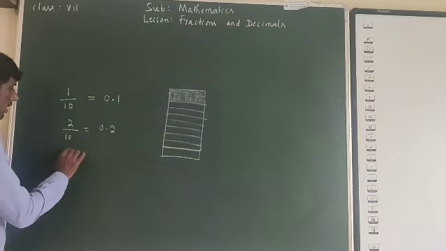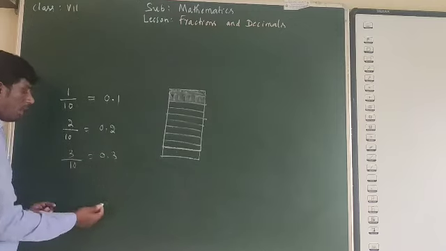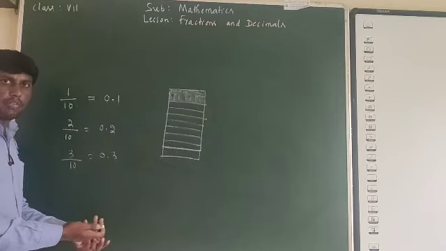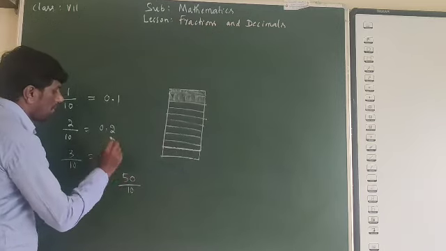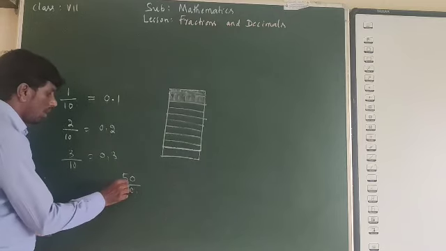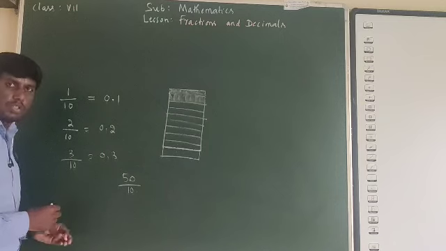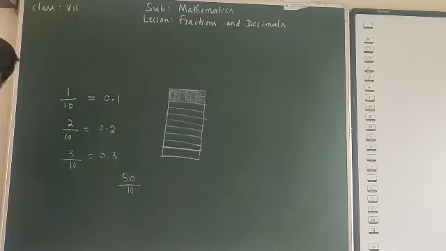Again, 3 by 10 makes it 0.3, 4 by 10 is 0.4, 5 by 10 is 0.5. Okay. So suppose 50 by 10. Can we write 0.50? No, it is 5.0, right? It is 5.0. So how to remember this? Where we need to put the decimal point when we are having denominator 10?